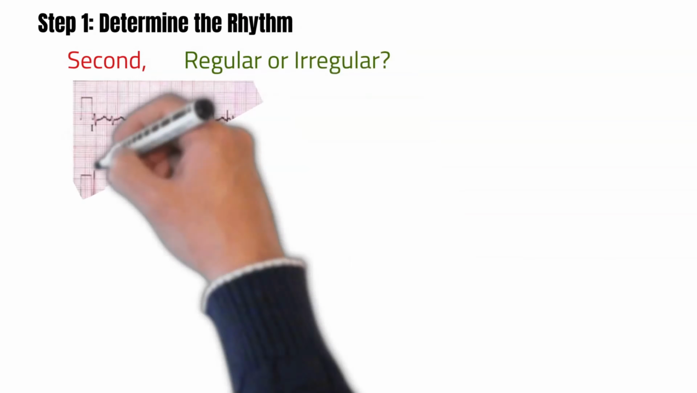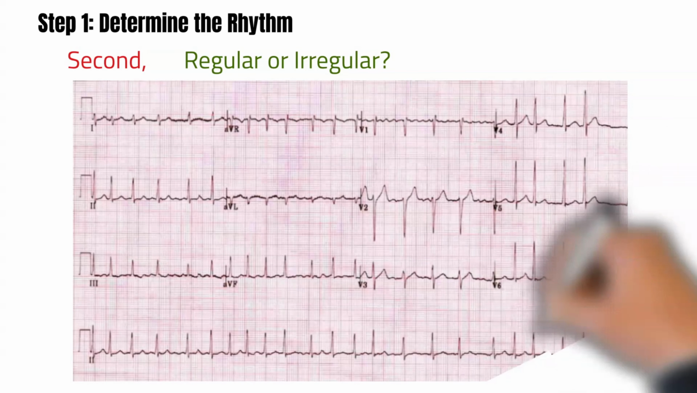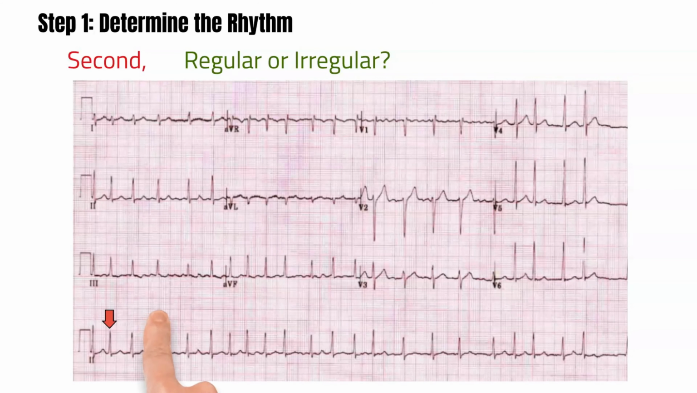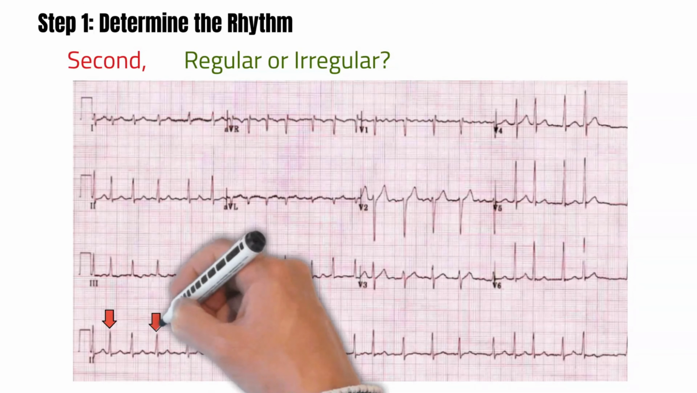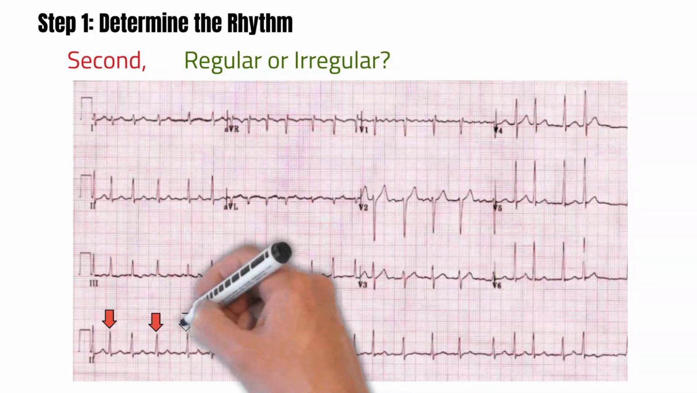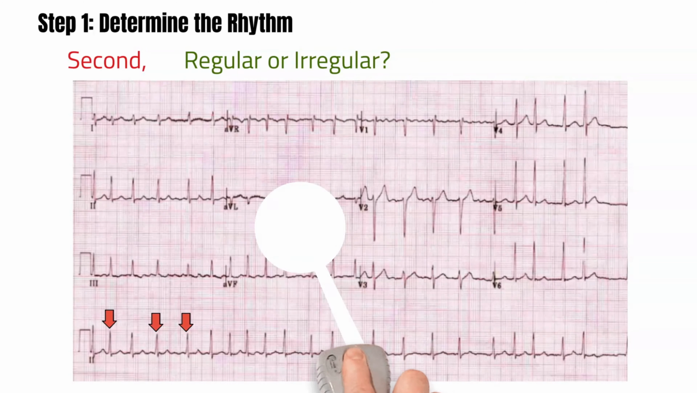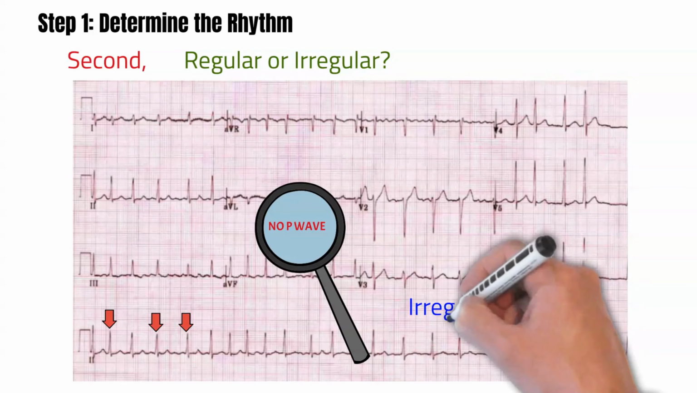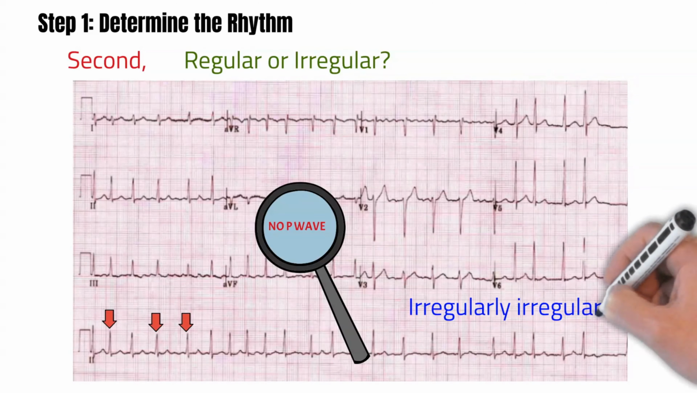And here is the irregularly irregular ECG sample. Let's check the longer strip, lead 2. There is no pattern. QRS complexes seem to come randomly in an unpredictable pattern, and there is no identifiable P wave, which occurs commonly in atrial fibrillation.